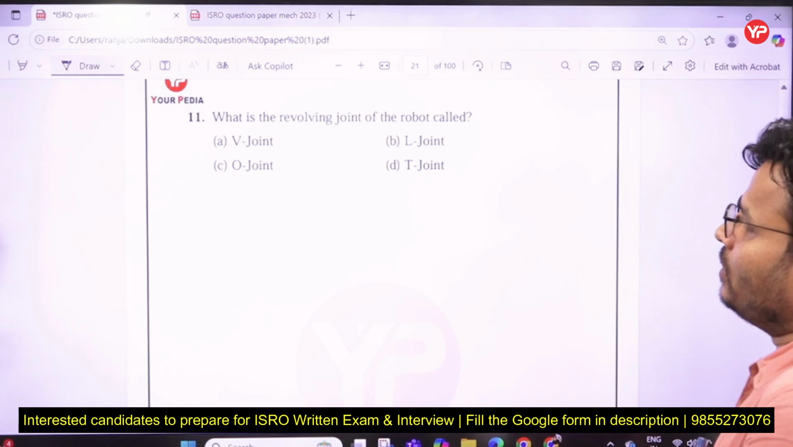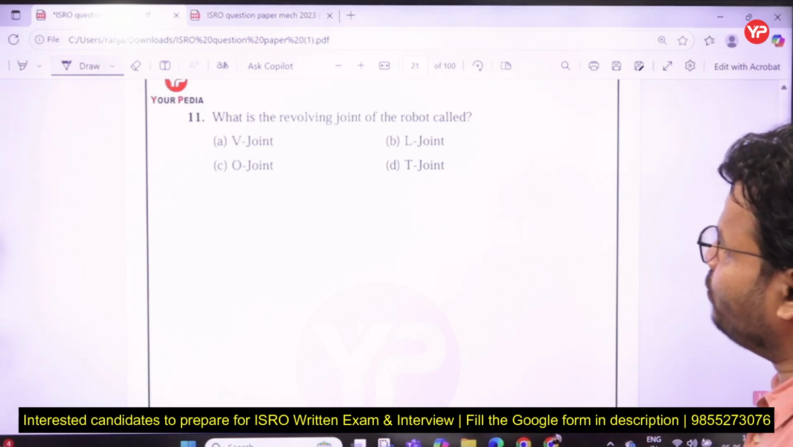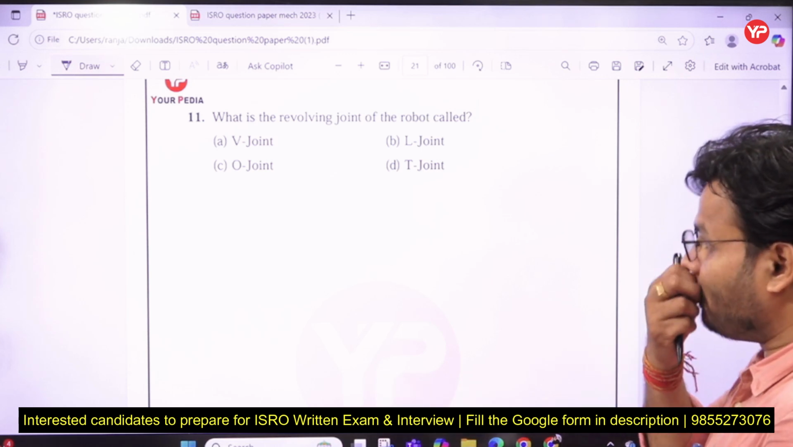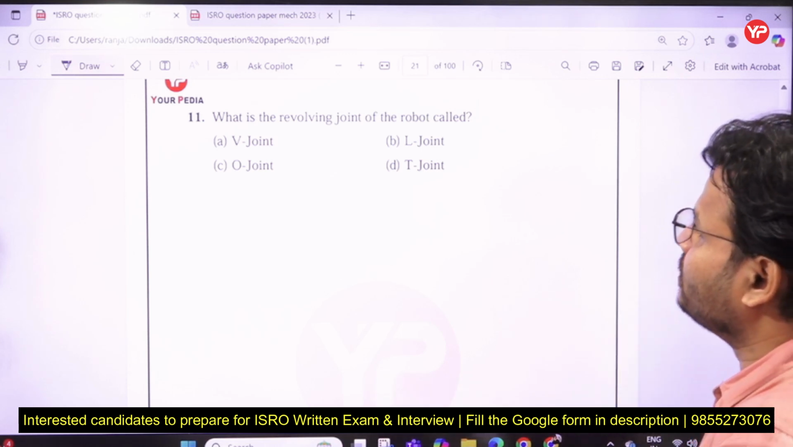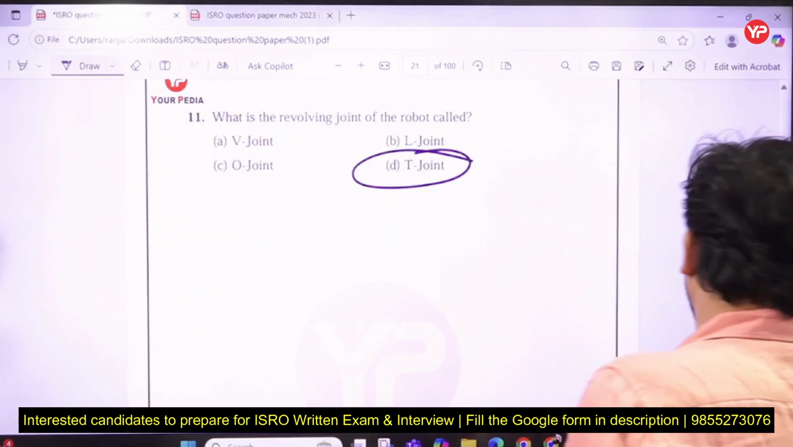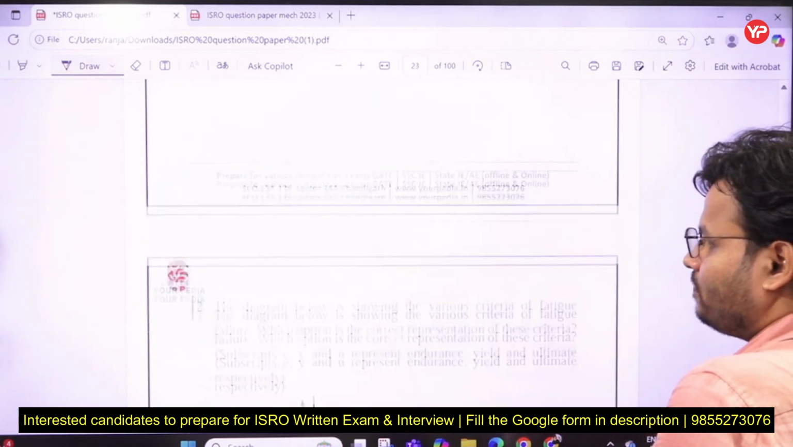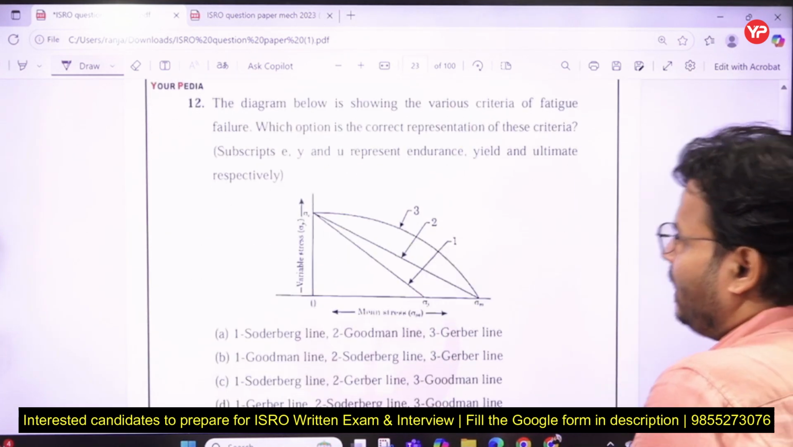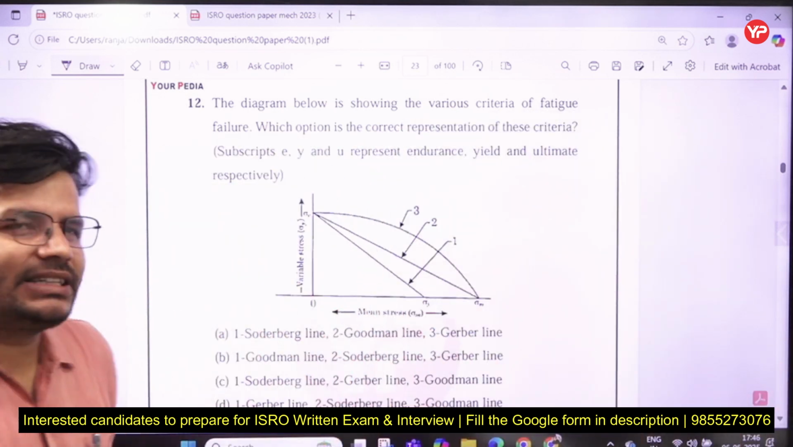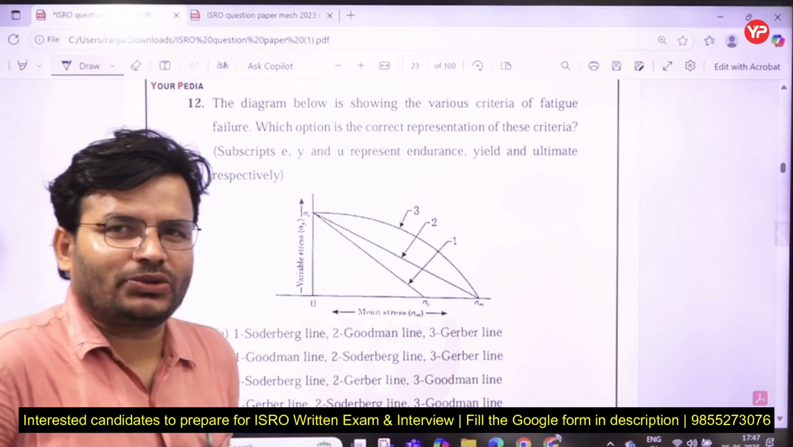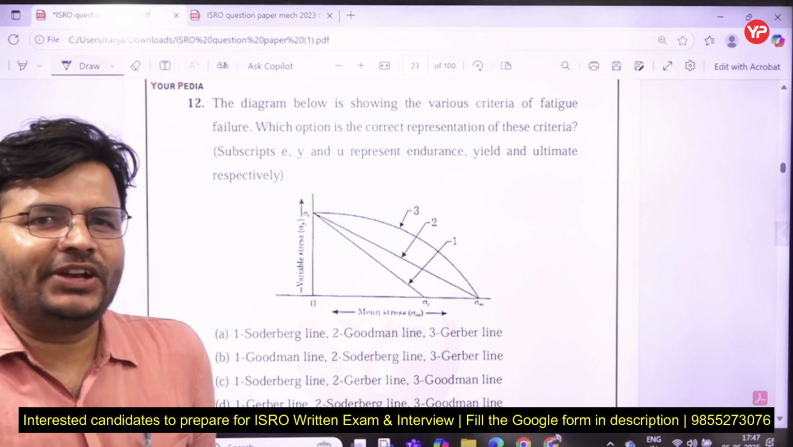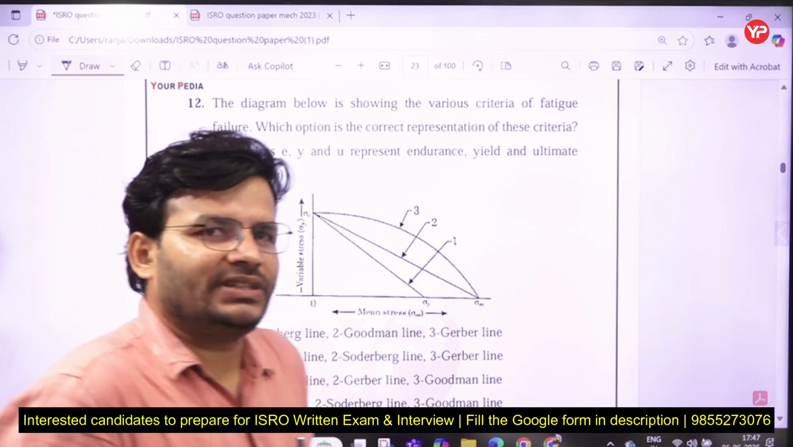Coming to the next question. What is the revolving joint of the robot called? That question is a theoretical question, my dear friends. The revolving joint of the robot is known as the T joint. It is simple theory, you just have to remember it. That question has been taken from the subject machine design. In class I used to discuss it, and it was a direct, straightforward question. Students who have prepared will not find any problem or difficulty in that type of question.